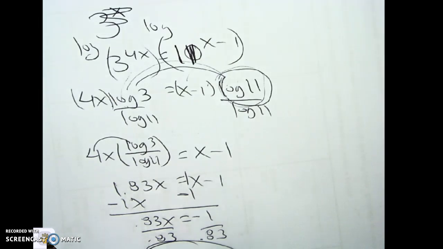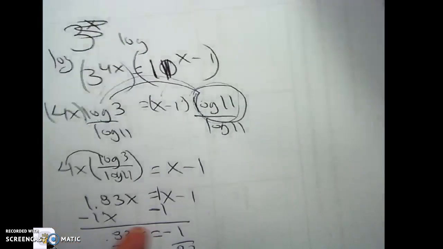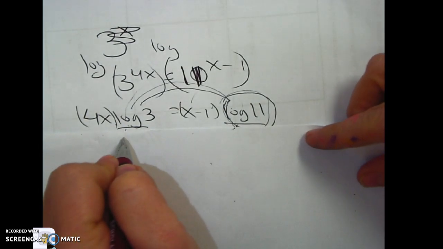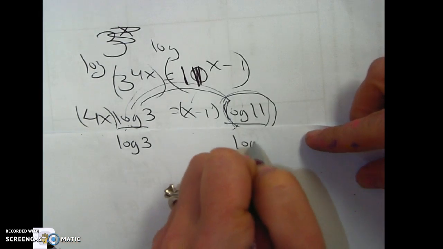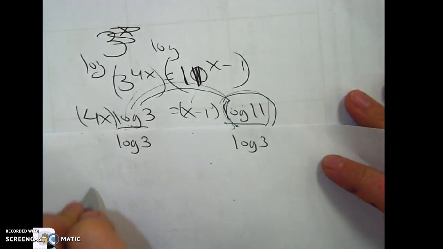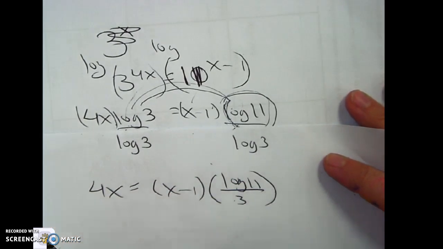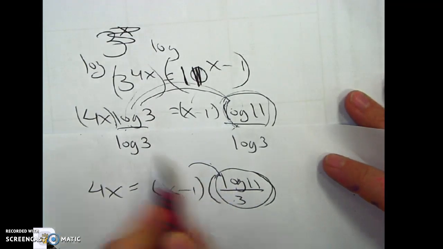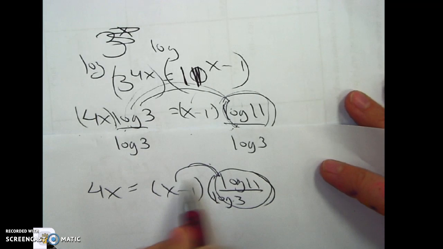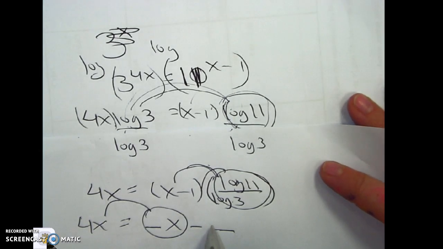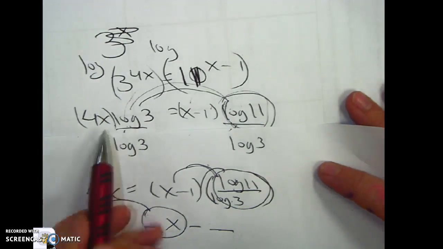Now what I want you to see is if I would have instead taken this problem, and instead of dividing by log 11, if I would have divided by log 3. Let's pretend I decided to do that. Then I'd be left with 4x equals x minus 1 times log 11 divided by log 3. Then I would have to take that value and multiply it by this and multiply it by that. So I'd have a decimal x minus another decimal equal to 4x, then move this over with the decimal. It's just too much. So I feel like it's easiest to do the one with one term.